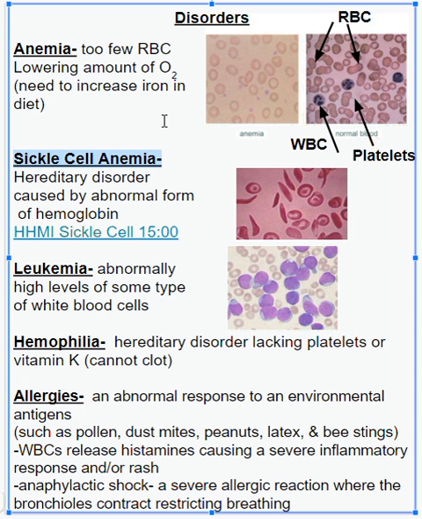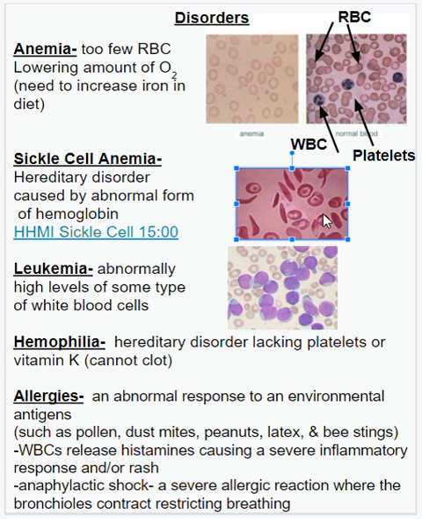The second disorder identified here is sickle cell anemia. Sickle cell anemia is a genetic condition. We call these hereditary conditions. It's caused by an abnormal form of hemoglobin, and there is a supplemental video here by Howard Hughes Medical Institute discussing and explaining sickle cell anemia in greater detail. But this particular image shows the physical structural difference between a normal red blood cell and a sickle cell. Those sickle cells tend to get caught up and jammed up in the capillaries, the smallest blood vessels of the circulatory system, which can be very painful.